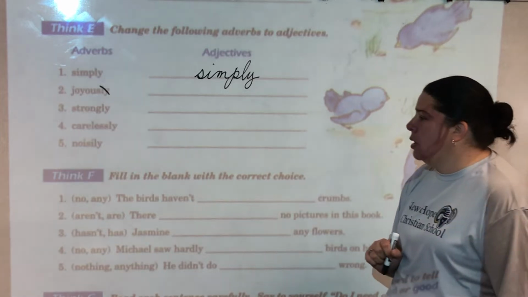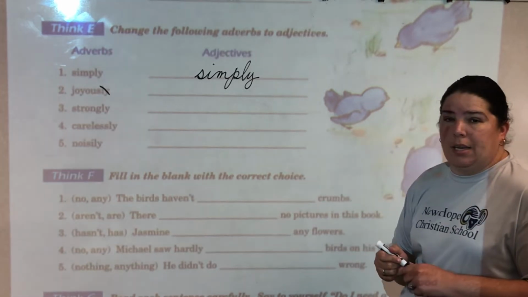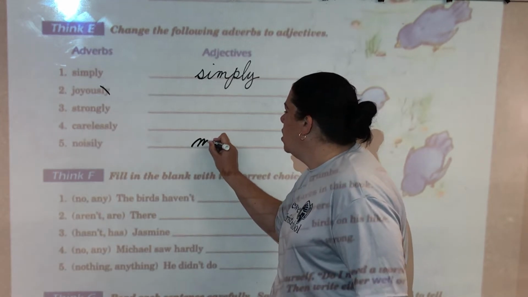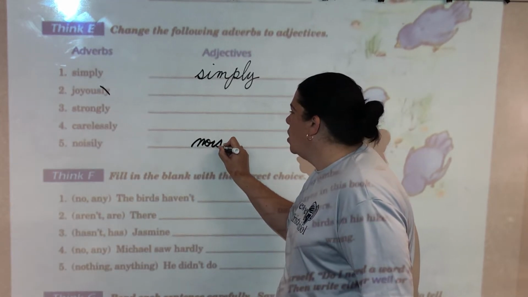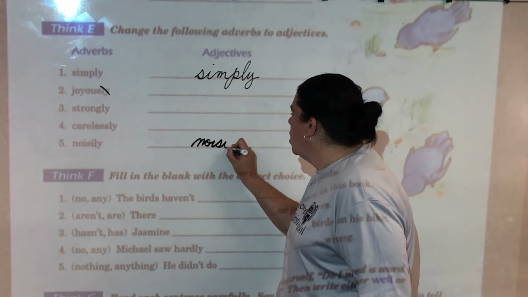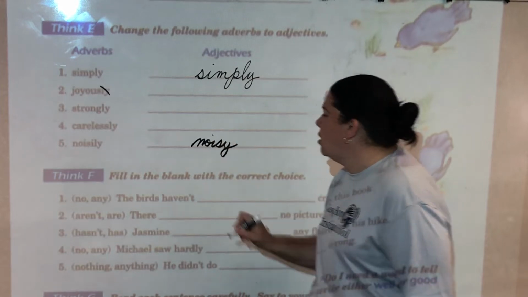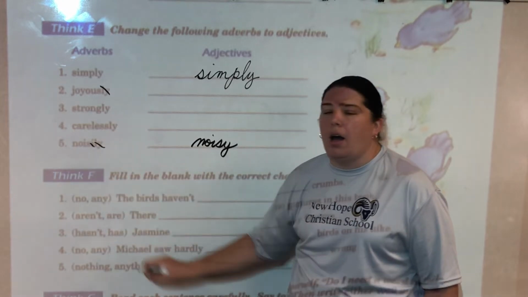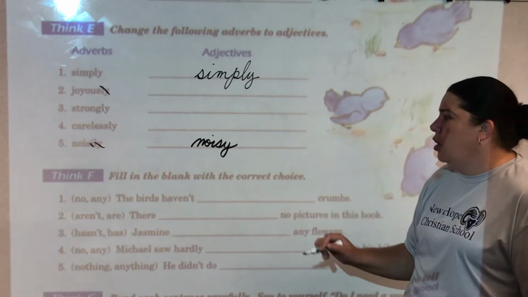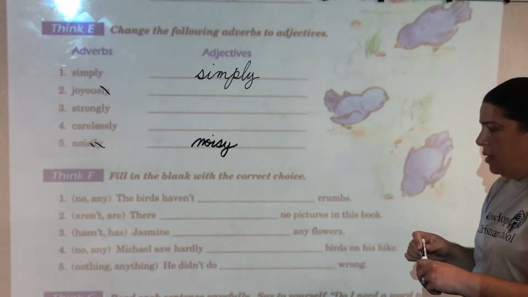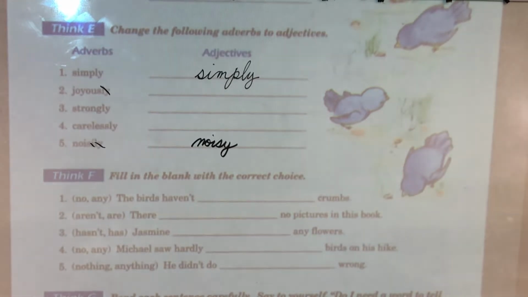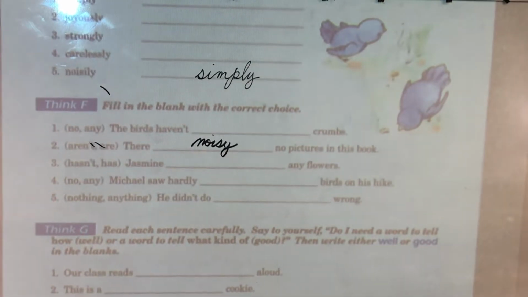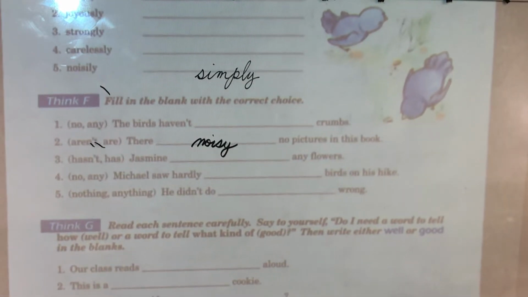Noisily, you're doing the same thing. Noisy. Remember, we're going to take this noisily to noisy. We're dropping the ly. We're also going to change that I back to a y. Noisy. And the next section here, we have section F.